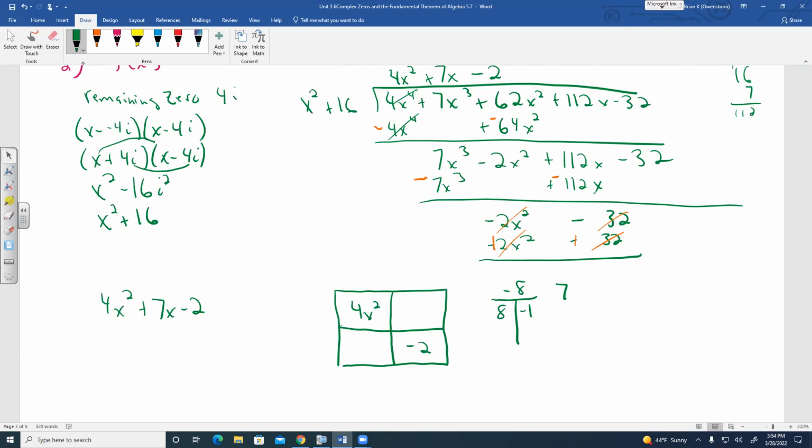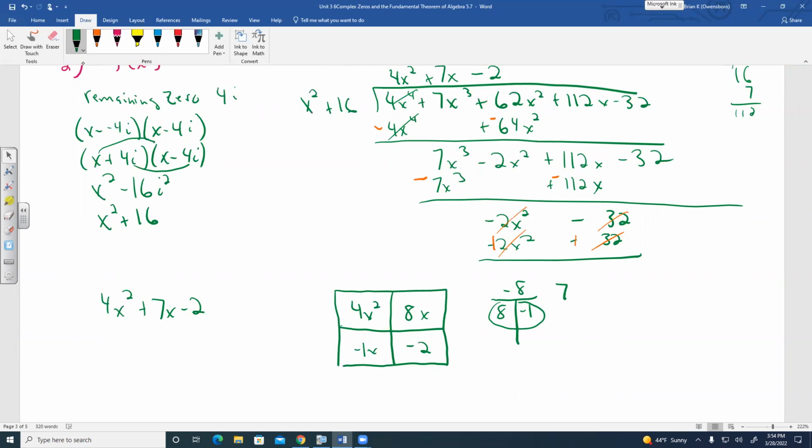8 times negative 1 is negative 8, and 8 plus negative 1 is 7. So what we do is we break apart the middle term into 8x and negative 1x. Now the strategy here is to pull out the GCF.